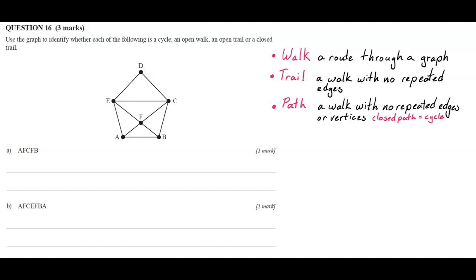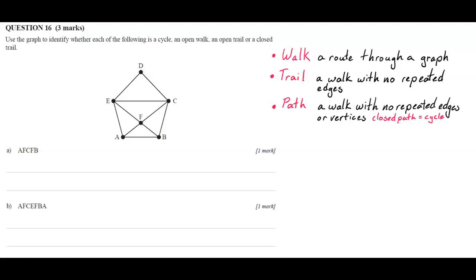So if we have a look at our three main exploration definitions here, we have a walk, which is a route through a graph, a trail, which is a walk with no repeated edges, and a path, which is a walk with no repeated edges or vertices.